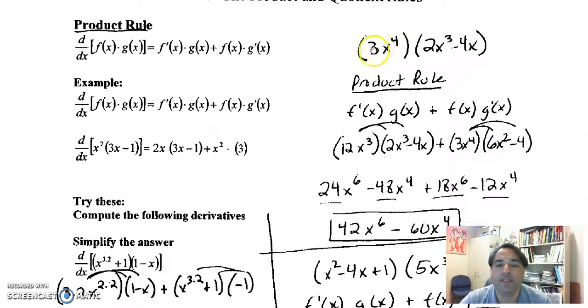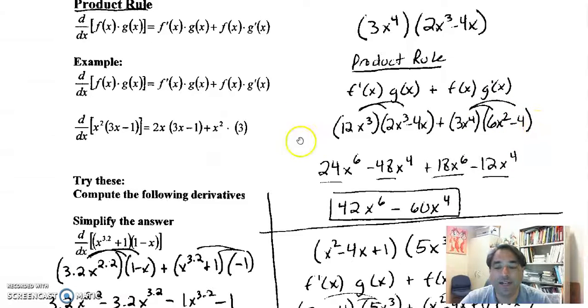So we have another one here. So if I was doing 3x to the 4, that's our first function, times the second function, 2x to the third minus 4x. Well, following the product rule, we take the derivative of the first function. That'd be 12x to the third times the original second, 2x to the third minus 4x, plus the original first one times the derivative of the second function. So the derivative of 2x to the third is 6x squared, and the derivative of minus 4x would be minus 4. Then again, we need to simplify.